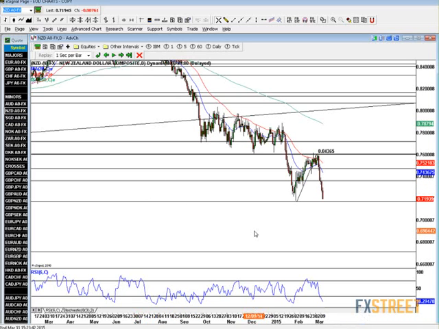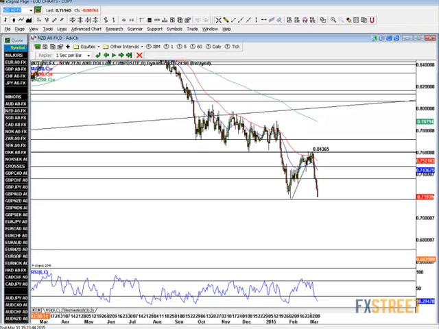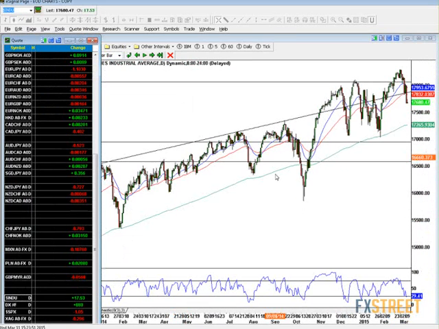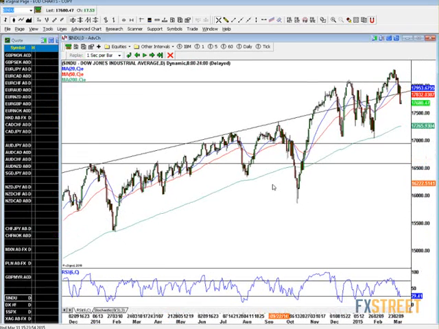So, okay, so that is the Kiwi dollar. I'm just going to go on very quickly to talk about the Dow. I know this is not currency. I'm sure I won't get into trouble for talking about it, though.